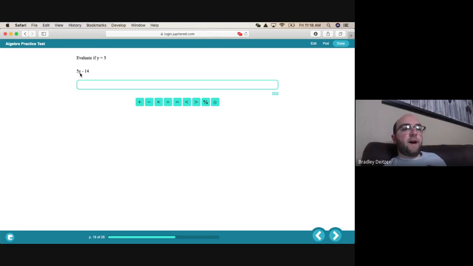So we have 5y, again, multiplication, 5 times y minus 14. So 5 times 5 is 25, minus 14 is 11. 7y plus 15 divided by 10. We got parentheses here. So in this case, order of operations still applies. So 7y, 7 times 5, that's 35, plus 15 equals 50. So we did the parentheses. Divided by 10 gives us 5.